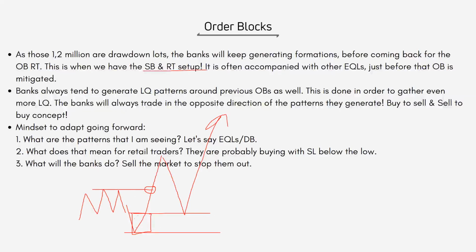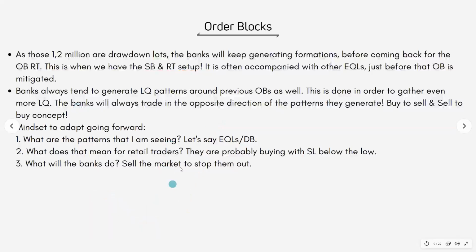The market being in a drawdown and coming back to liquidate that drawdown. And because they have to make money, right? They don't want to lose. Banks always tend to generate liquidity patterns around previous OBs as well. This is done in order to gather even more liquidity, right? So what I mean by this is, for example, yeah, this is going to be explained again, but let's say you have, I'm actually going to explain this on the chart.